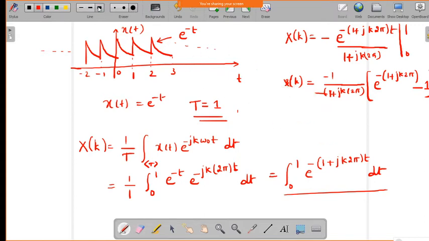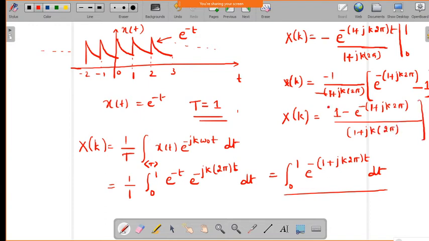Okay, so now what is the expression? X of k is equal to, if you multiply the minus inside, you will get 1 over 1 minus e power minus (1 plus j k 2 pi), divided by 1 plus j k into 2 pi. Okay, so this is the expression for x of k. So now put the value of k. What is x of 0? We can find it out. What is the x of 0 magnitude value?